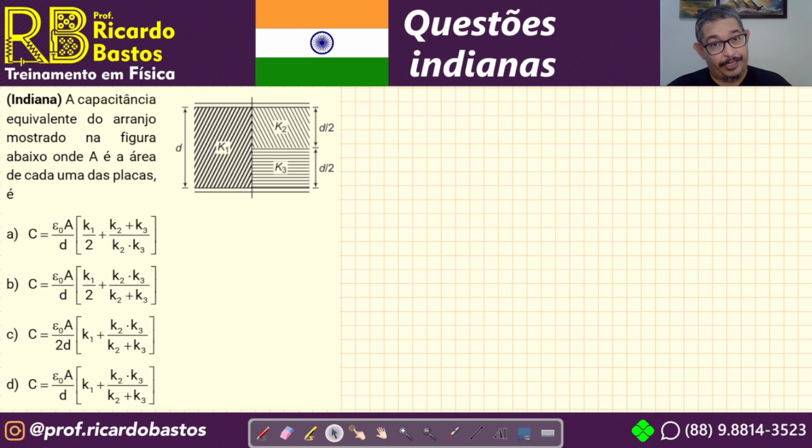Hey there, folks, another question from Lynn Diana. What is the capacitance of this composite capacitor?